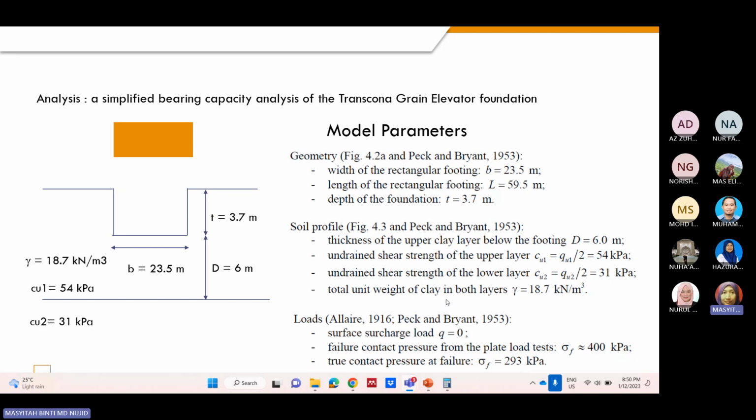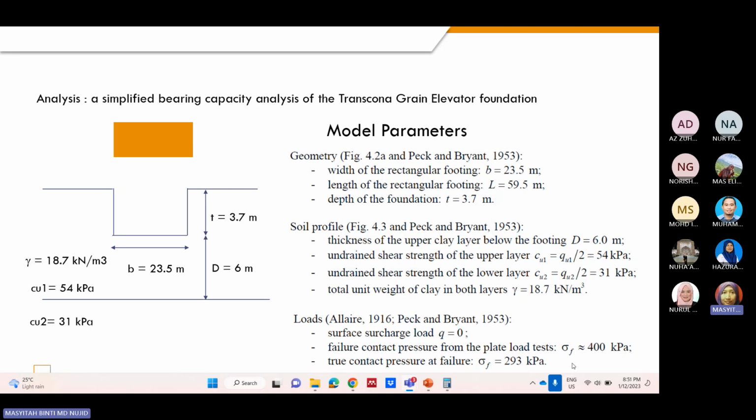So unit weight of the soil is 18.7. So loading, surface surcharge load Q sama dengan kosong, maknanya dia tak ada surcharge lah on ground surface. Failure contact pressure from the plate load test, sigma F, is 400 kPa. Yang ni yang dia measured from the plate load test. The true contact pressure at failure is 293.